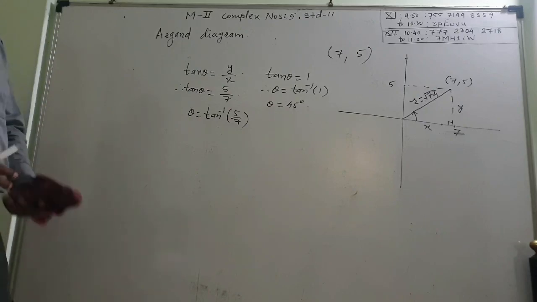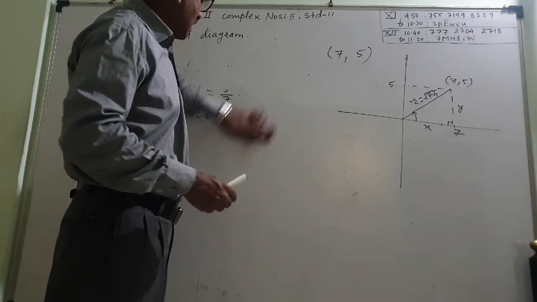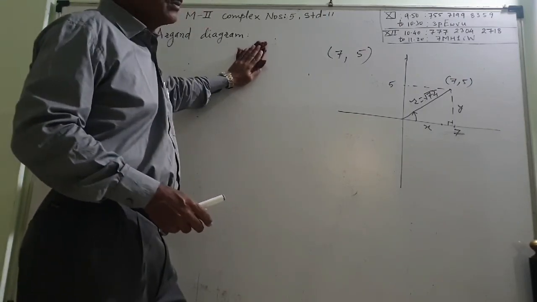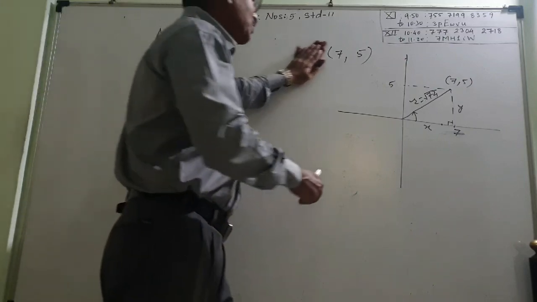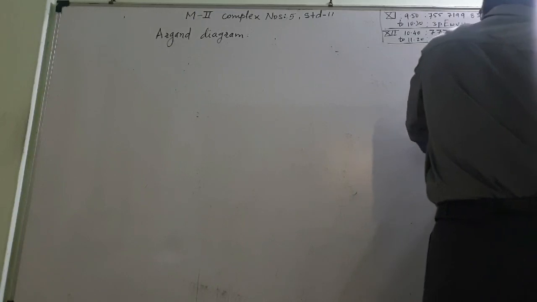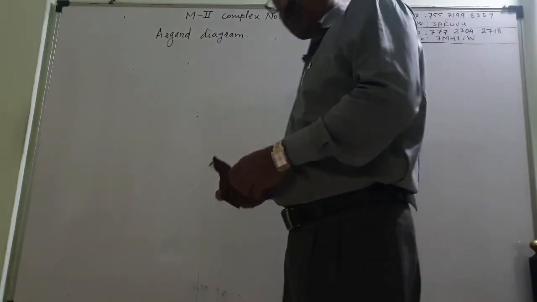So this way, this is all with the Argand diagram, and then afterwards, what is my argument, what is my amplitude, those things we will see in the exercise. While solving the sums, we will see it. So that's all for today.